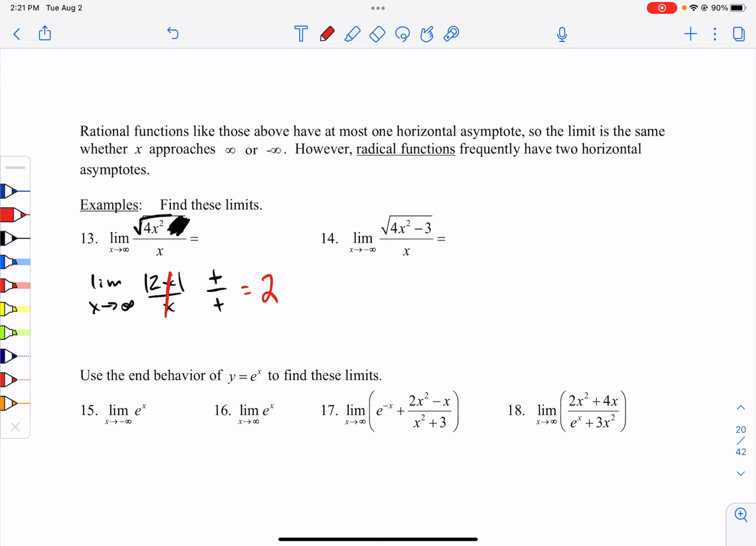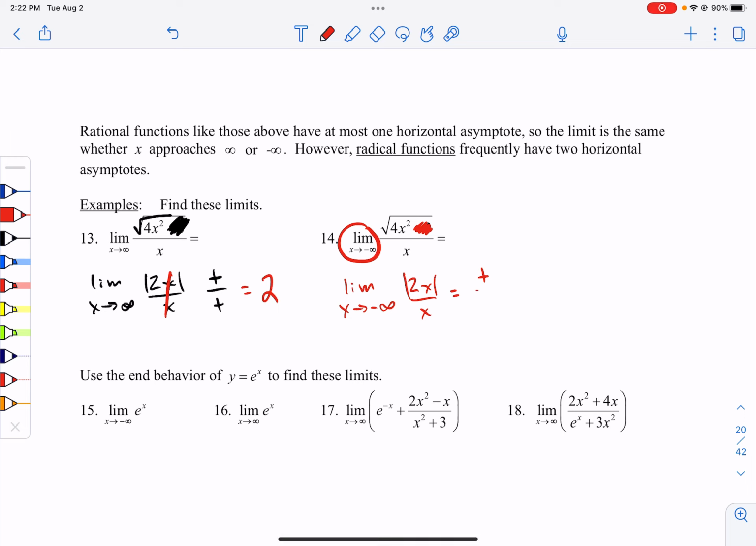Number 14 wants me to take the limit as x goes to negative infinity. If I'm plugging in negative numbers, this doesn't mean anything at all. So I can rewrite this. The limit as x goes to negative infinity. And for the square root of 4x squared, well, that's pretty much 2x over x. And I won't forget my absolute value this time. But here's what's going to happen. I'm going to plug in a giant negative number. On top, that doesn't matter because I still end up with a positive on top.